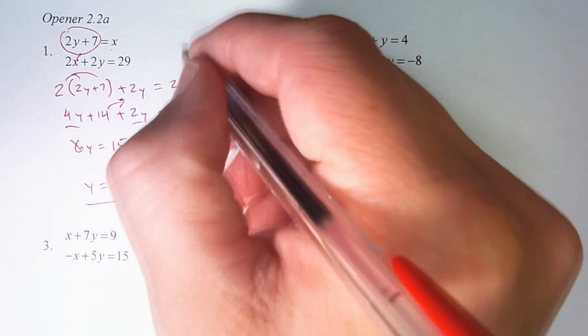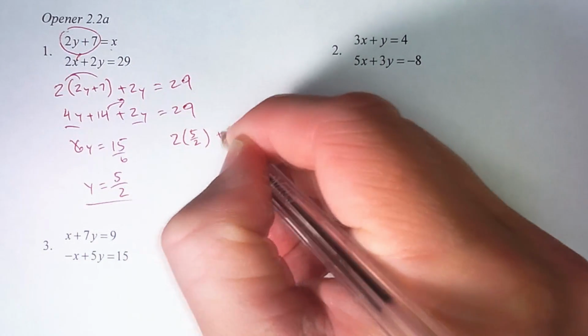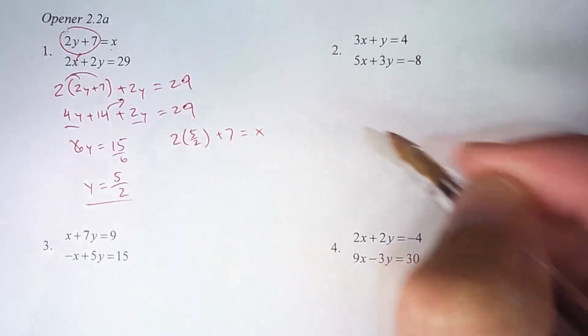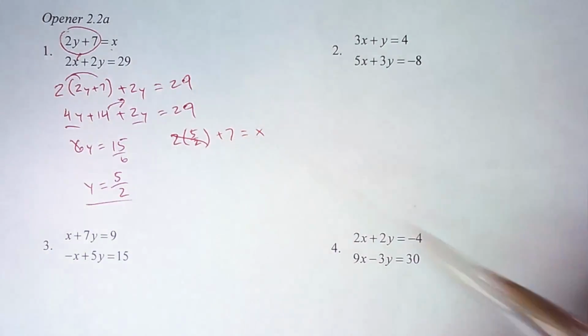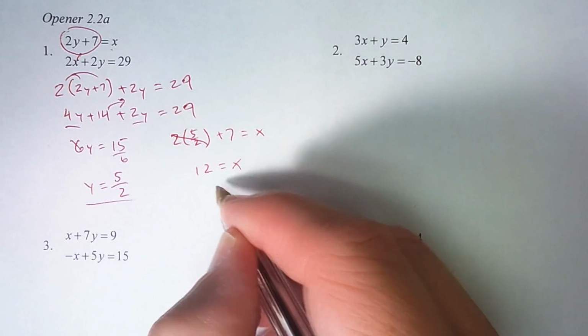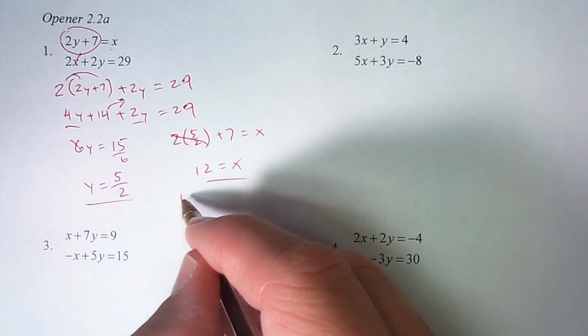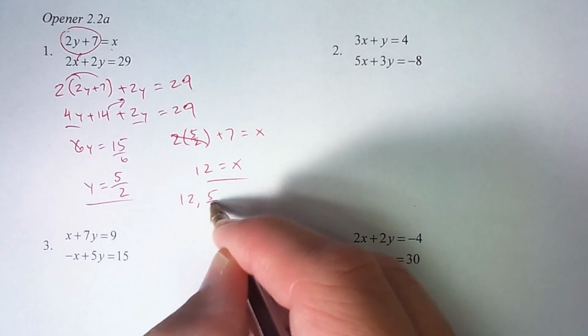So I've got 2 times 5 halves plus 7 equals x. Okay, these 2's just cancel, so I've really just got 5 plus 7, which is 12. So there's my value of x. So the point of intersection of these lines is 12, 5 halves.